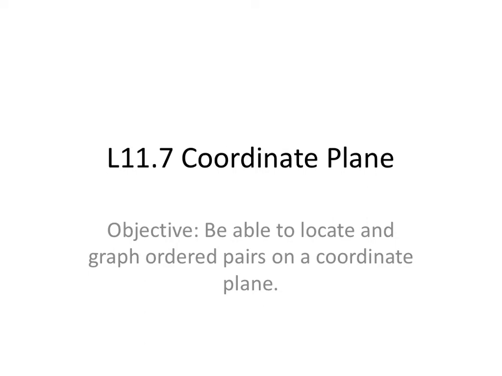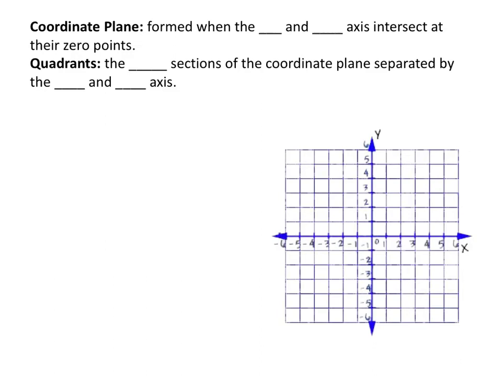Hi, 6th graders. Today we're going to be taking a look at the coordinate plane. We've talked about this earlier this year, and we're just going to be broadening our horizons when it comes to it. By the end of this lesson, you're going to be able to locate and graph ordered pairs on a coordinate plane. So just a reminder, a coordinate plane is formed when the x and y axes intersect at their 0 points.